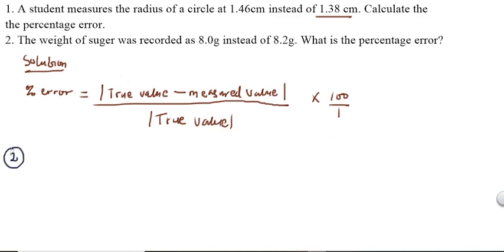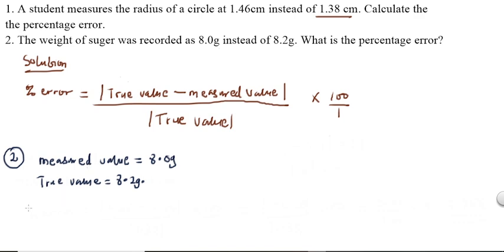For the second example, we are told that the weight of sugar was recorded as 8.0 gram instead of 8.2 gram. What is the percentage error? Now from the question, since the weight of the sugar was recorded as 8.0 gram, that tells us that the measured value is 8.0 gram. This was measured as 8.0 gram instead of 8.2 grams. So that tells us that the true value is 8.2 grams.